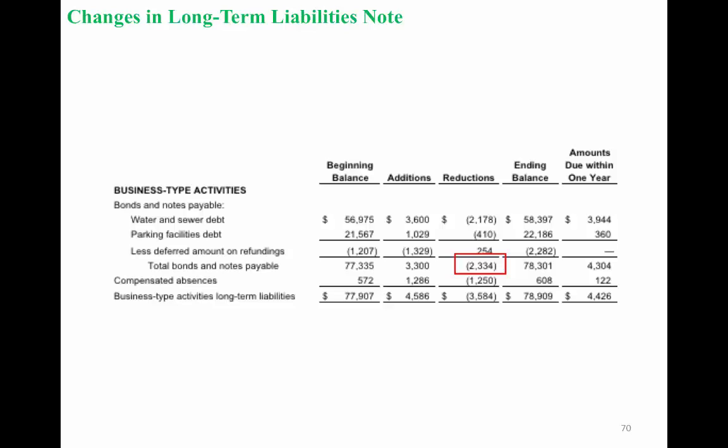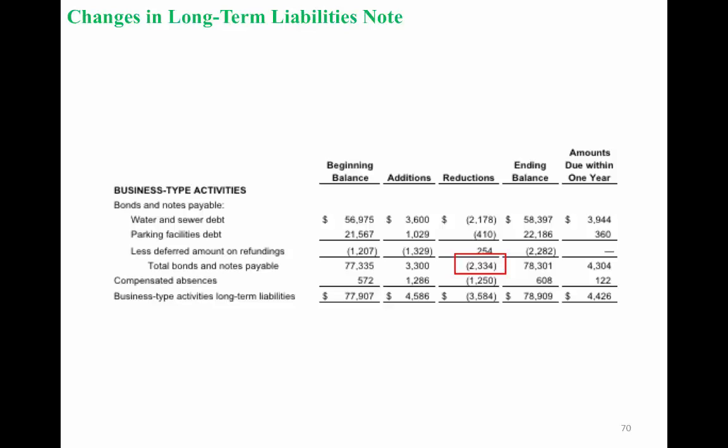One place where you might find the amount of the principal payment for the business type activities or for the enterprise funds is by looking in the changes in long-term liability note, and the amount of the reduction during the year for bonds and notes payable is probably the principal amount.